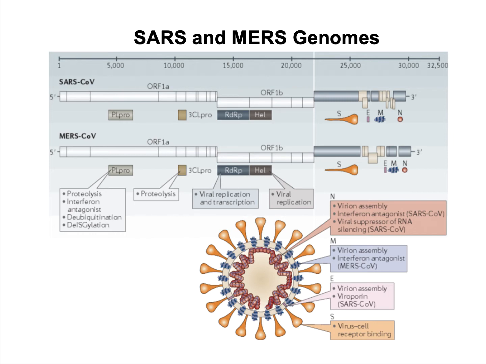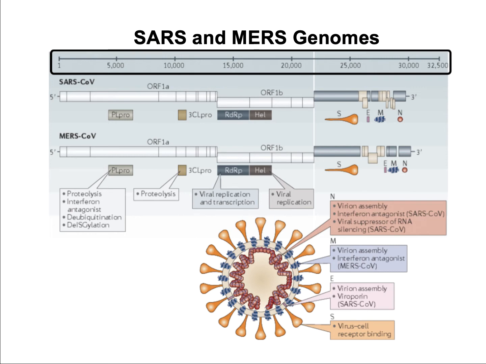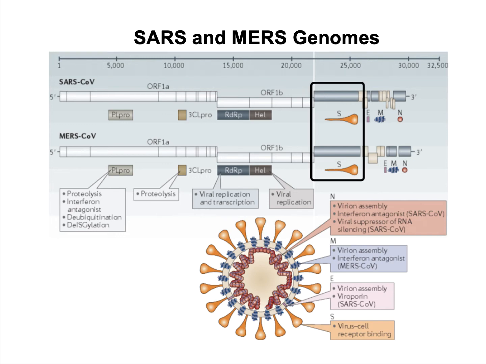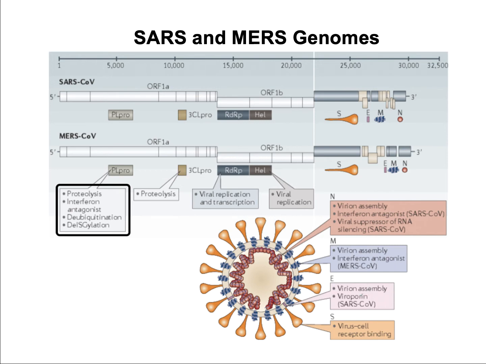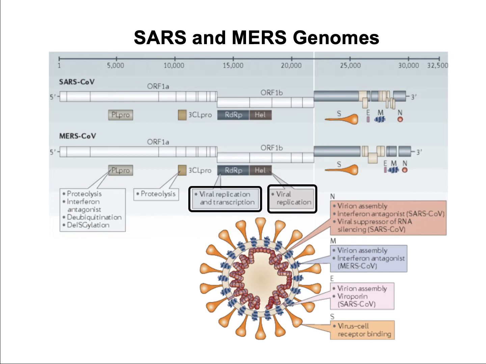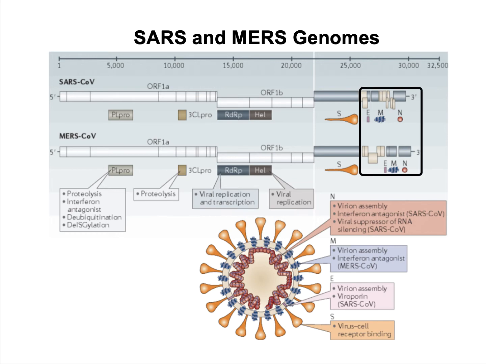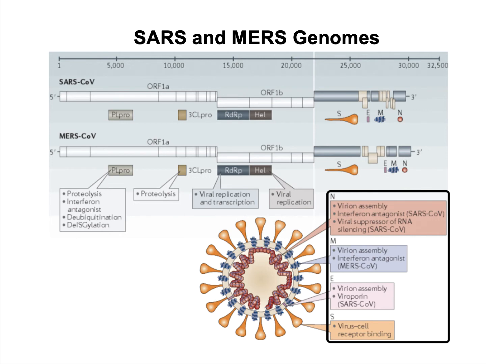Here's more detail about the genomes of SARS and MERS. They're quite large, around 30,000 nucleotides, which is very large for an RNA virus, and so they're complex, as you might expect. The spike protein is listed as S, and then these first two open reading frames encode for interferon antagonism, proteolysis, and then viral replication and transcription. And then some of these other genes interfere with parts of the immune system and other parts of those cells.